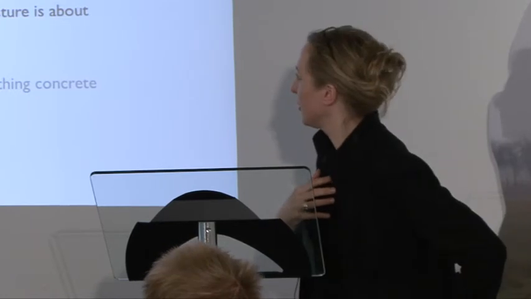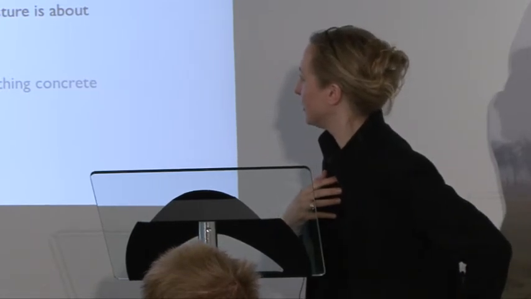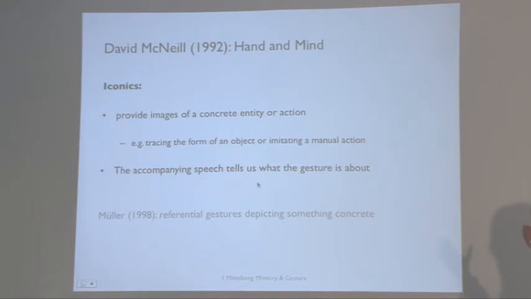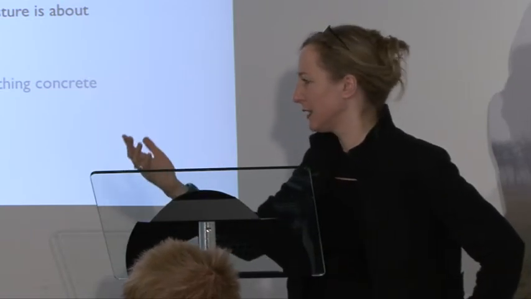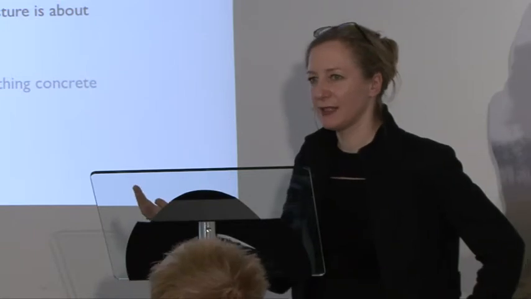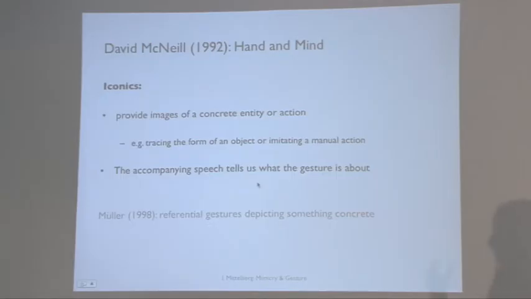Okay, so I'll give you an example of iconic gestures now. David McNeill does base his typology partly on Peirce, but he never really says exactly how. But he does say that these iconics, metaphorics, and deictics are based on Peirce. So they provide images of a concrete entity or an action. That means something concrete that we have seen, that we have touched, that we have experienced is being represented in the gesture. Okay? So that means the gesture kind of imitates certain aspects of something that we have seen.